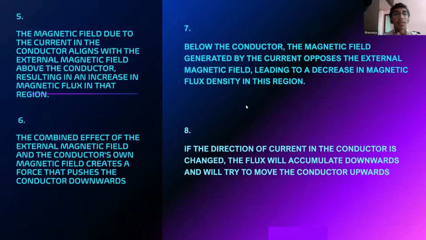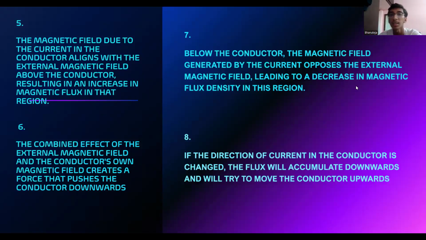Next, the magnetic field due to the current in the conductor aligns with the external magnetic field above the conductor, resulting in an increase in the magnetic flux in that region. The combined effect of the external magnetic field and the conductor's own magnetic field creates a force that pushes the conductor downward. Next, below the conductor, the magnetic field generated by the current opposes the external magnetic field, leading to a decrease in the magnetic flux density in that specific region.